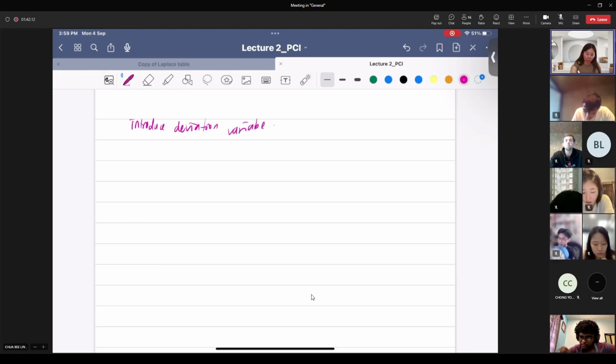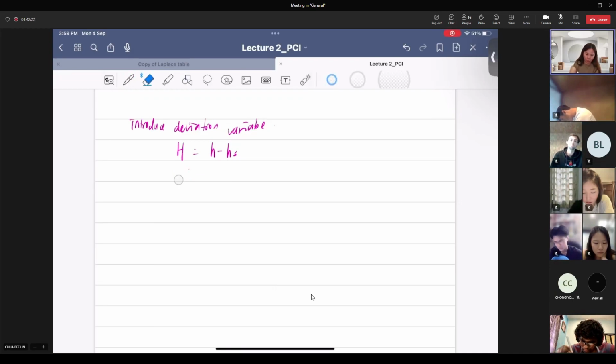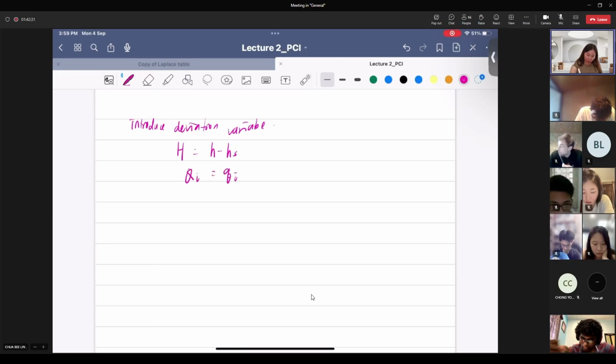So let's say I use a capital H to indicate H minus HS. Then capital Qi, sorry, this is constant. So the one change is Qi. Qi is unsteady state minus steady state, Qis. Okay, so you'll be having just now the equation 1 minus equation 2 simplified to A.